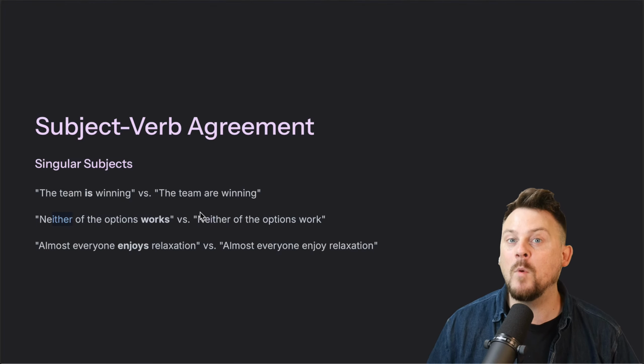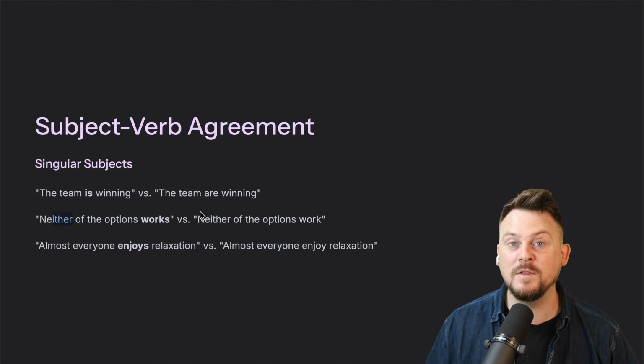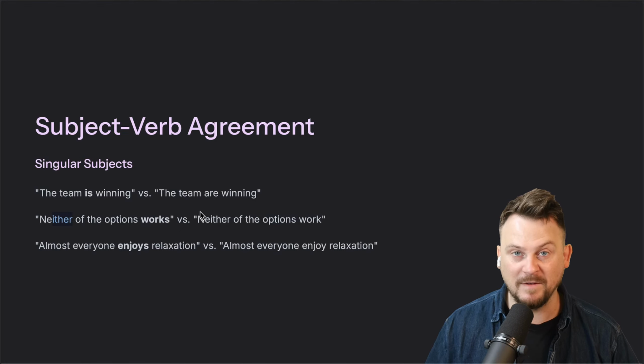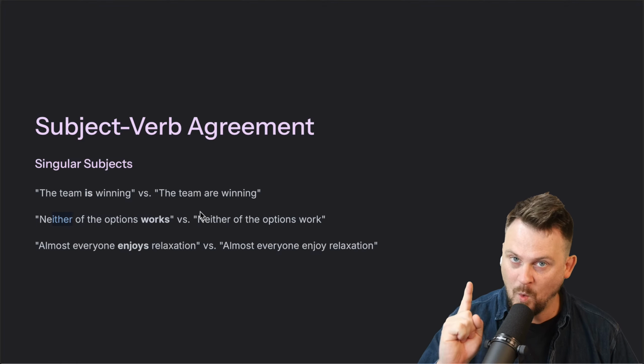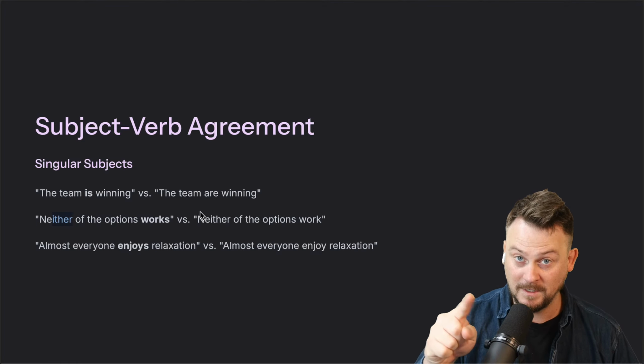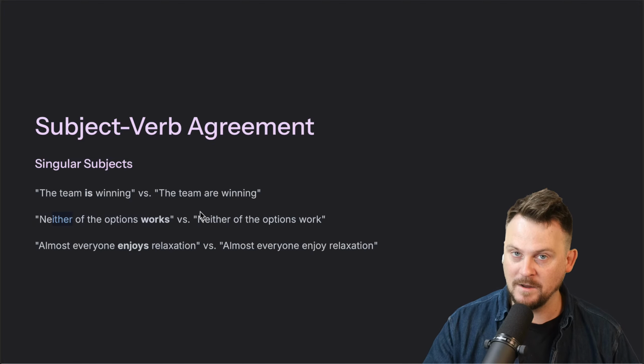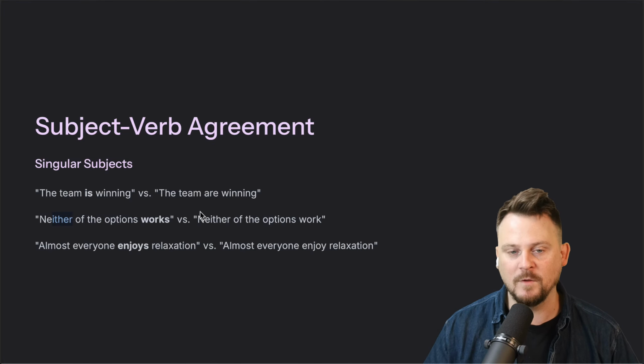Now we're talking about more than one thing, so it's "the options work." But if it's neither or either, we're only talking about one thing. A or B, right? A or B. And so that's what makes it a bit confusing.